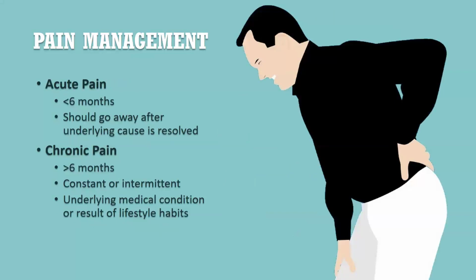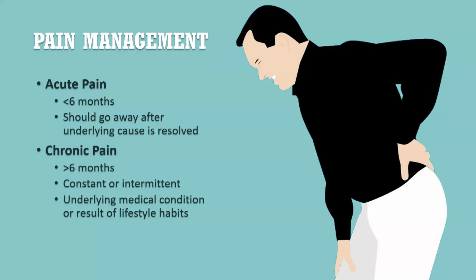So now I'd like to go over pain management, which is a common issue with our clients. There are two types of pain. There's acute pain and chronic pain. Acute pain is any pain that is less than 6 months, and it should go away after the underlying cause is resolved. So say someone broke their toe, that is going to be incredibly painful, but we would hope that by the time that the toe has healed, the pain has gone away.